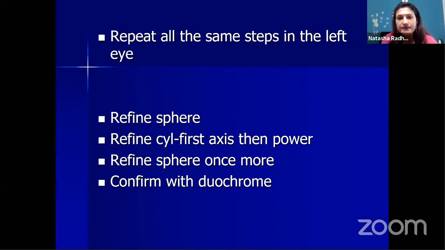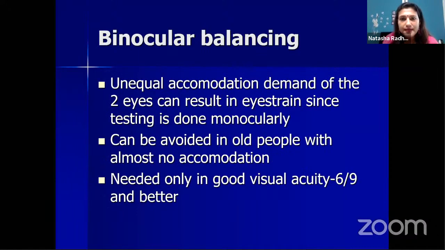Now the same steps have to be repeated in the left eye. This is about the right eye we did. Now you refine the sphere in the left eye, refine the cylinder, axis, then power, then refine the sphere again and confirm with duochrome. Now you have the best corrections in both eyes, but you have done it uniocularly and therefore there may be unequal accommodation demand in the two eyes that can result in eye strain. So if you want the most perfect refraction, you have to do the step called binocular balancing also.